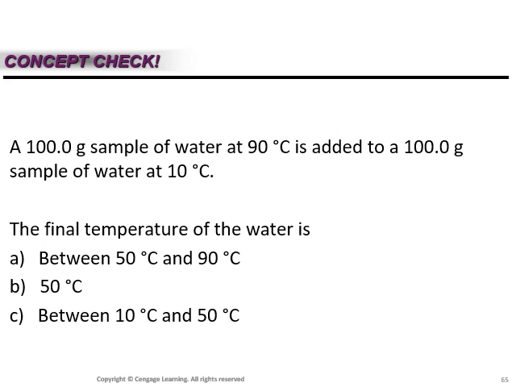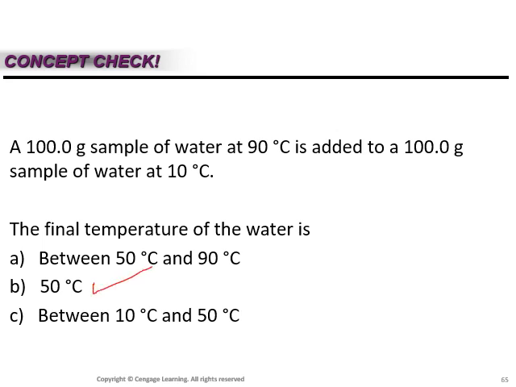So this concept check wants us to take 100 grams of water at 90 degrees and add it to 100 grams of water at 10 degrees. Now, this one's just common sense. If you add 100 grams of water at 90 degrees to 100 grams of water at 10 degrees, you're going to end up with 200 grams of water at 50 degrees. So the answer here is going to be B.